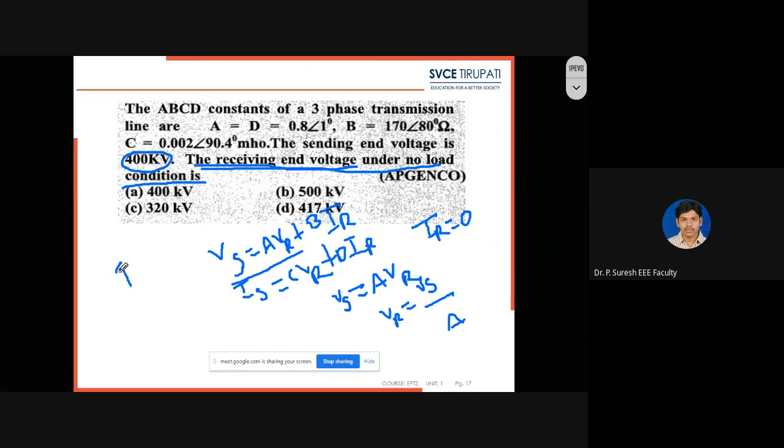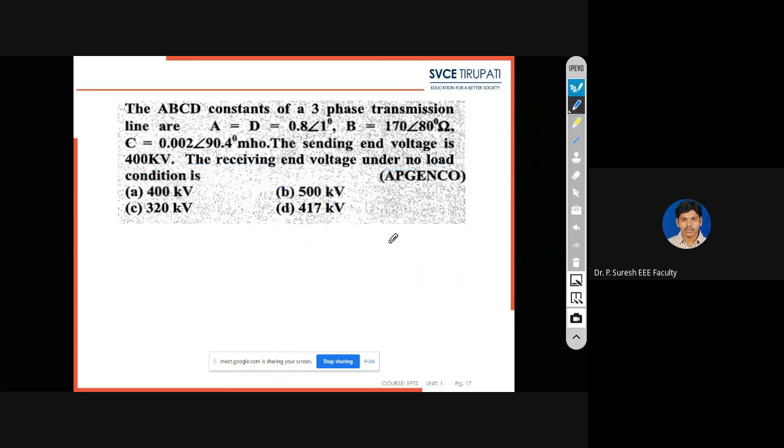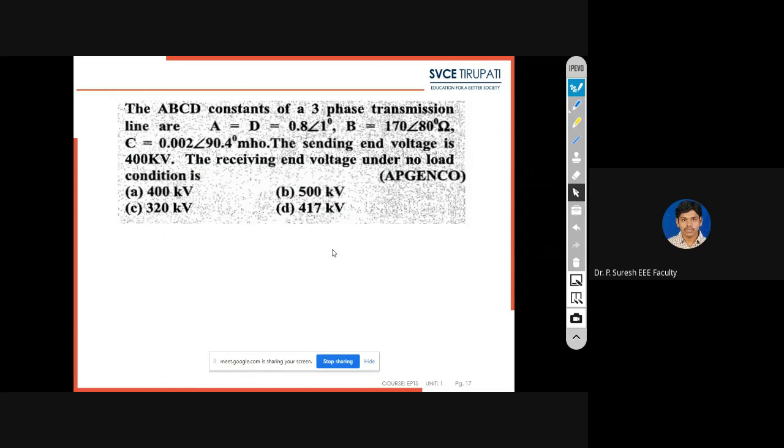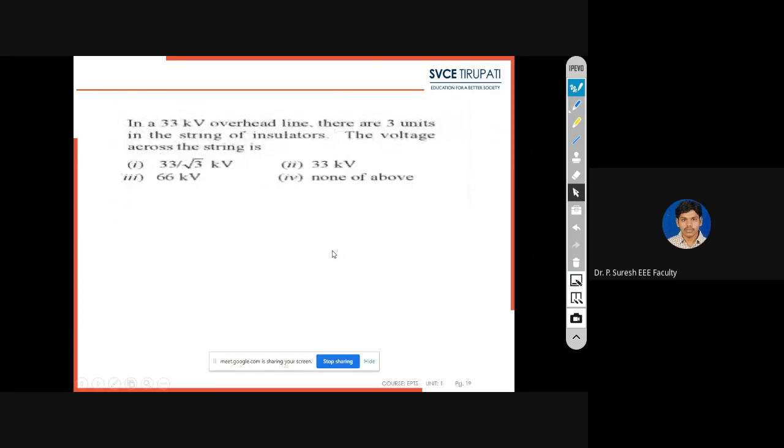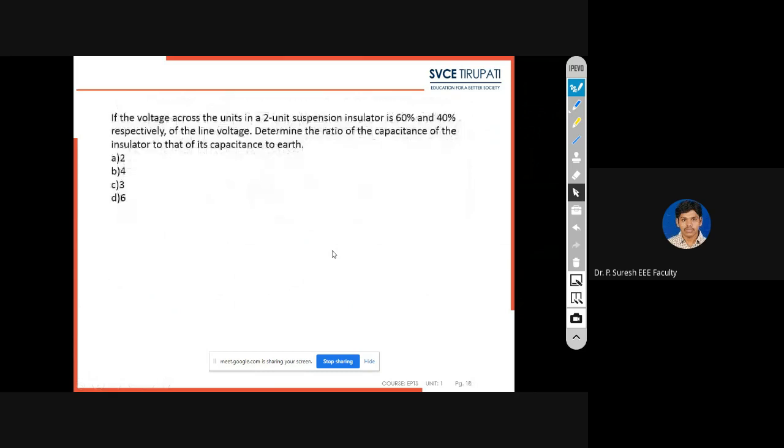Now what is the value? 400 kV divided by 0.8. Can anyone tell me what this value is? 4000 by 8, how much? 500 kV. Okay, is this a simple problem or not? Okay, let us discuss the next problem.